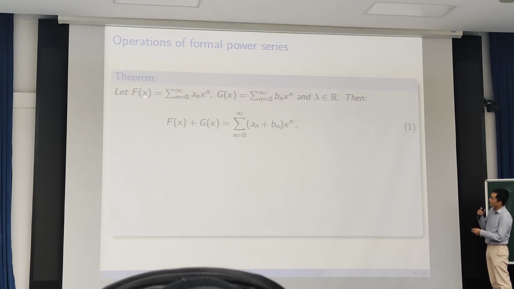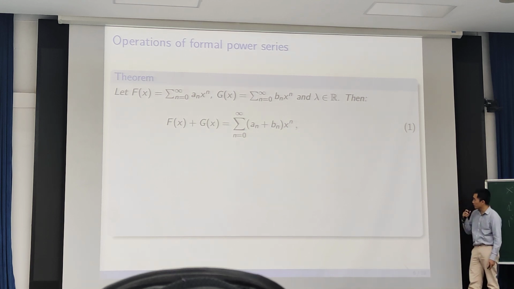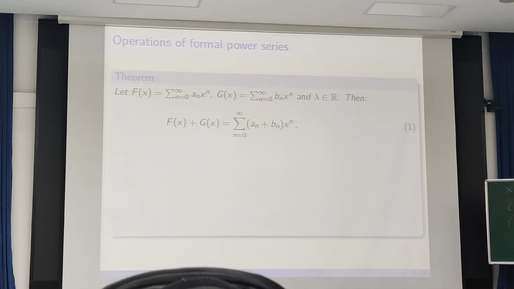And if f is the generating function of the sequence an, and g is the generating function of the sequence bn, then the sum of f and g is the generating function of the sum of the sequences. Okay, so you can write it to verify. I think that this is quite obvious, right?